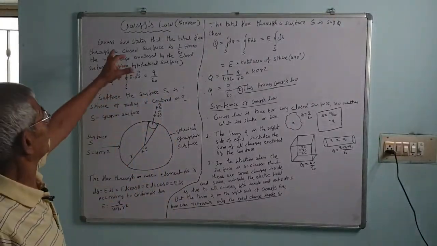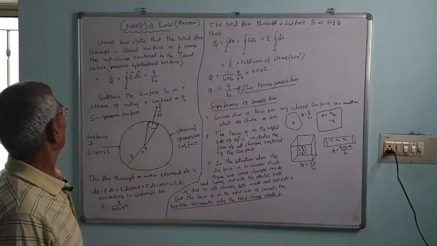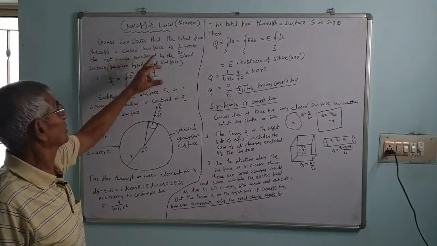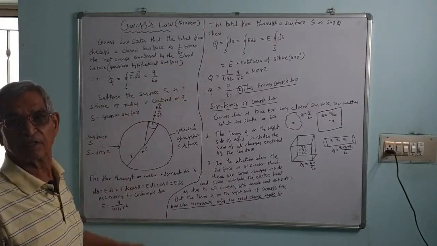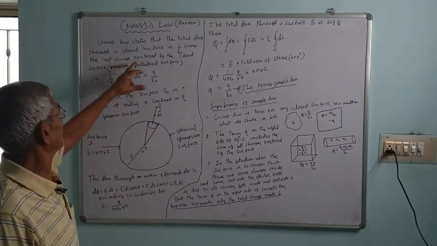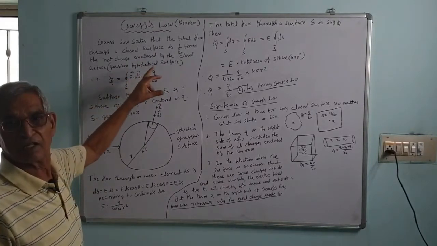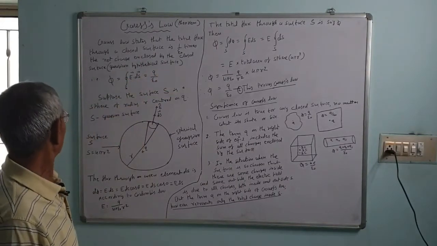Today we will study about the Gauss law, that is Gauss theorem. The Gauss law states that the total flux through a closed surface is 1 upon epsilon times the net charge enclosed in the surface. The surface is called the Gaussian hypothetical surface.